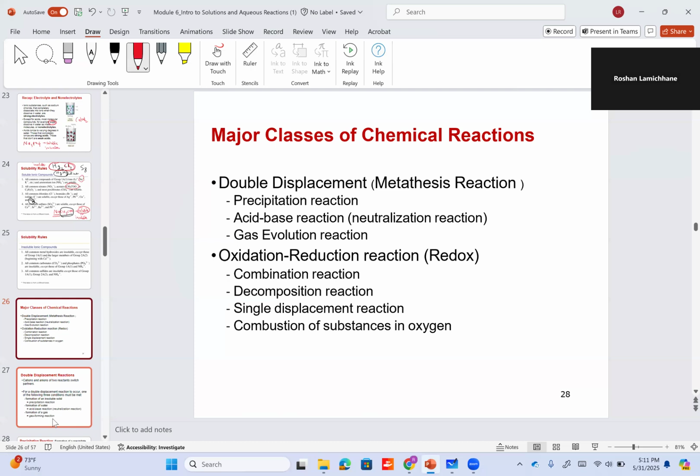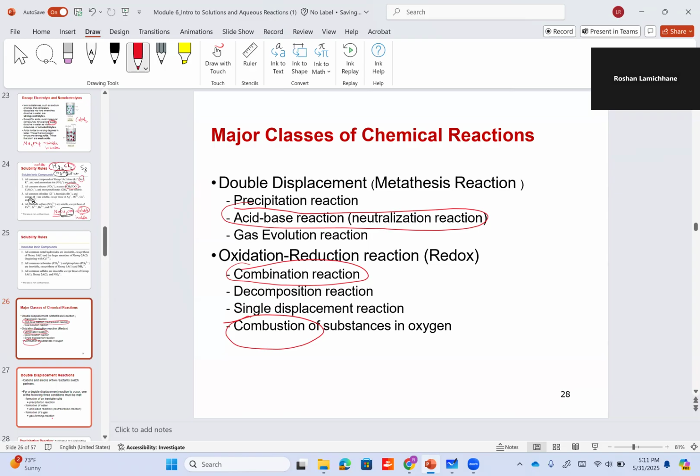The next concept we're going to talk about is something called classes of chemical reaction. I have started talking about that. I talked about combustion reaction, we talked about combination reaction, we talked about acid-base reaction. Now we're going to go over some of the other reactions in the list.